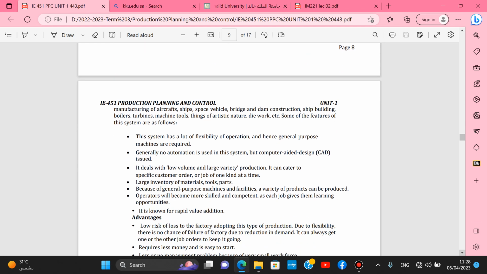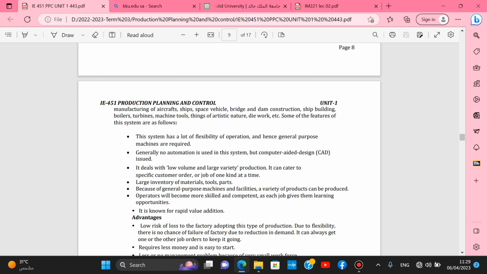So some characteristics of this type of production system: the system has a lot of flexibility of operation and general purpose machines are required, so there is a flexibility of operation. اوكي، ممكن نغيره في الاوبريشن زي ما احنا عاوزين حسب البرودكت اللي بننتجه. لهذا بنحتاجون many types of machines, many equipments.